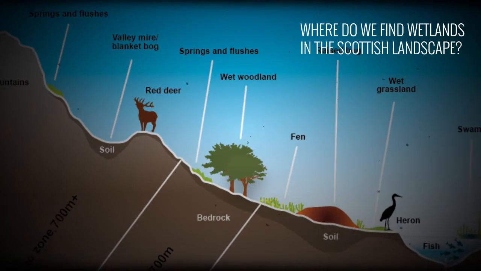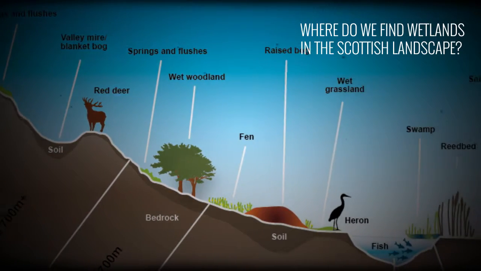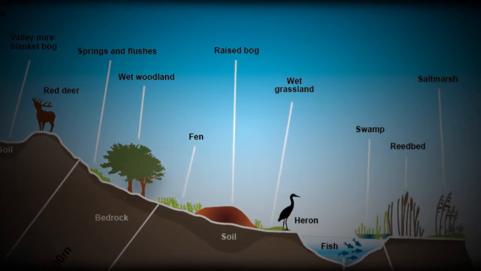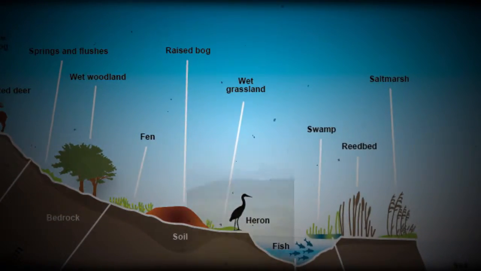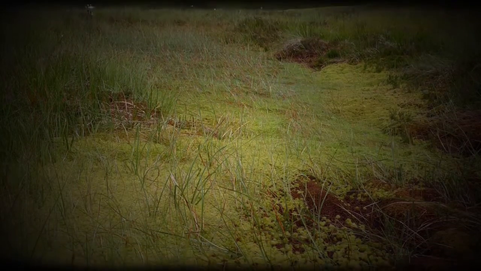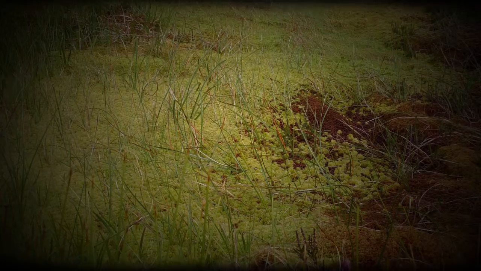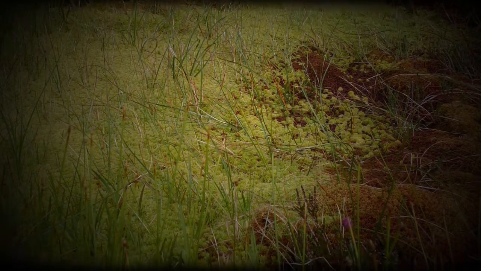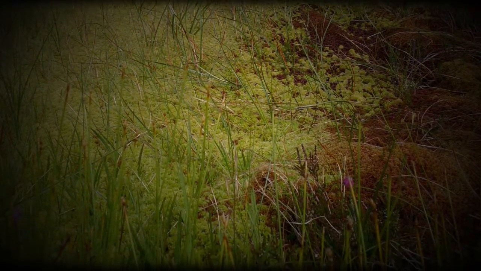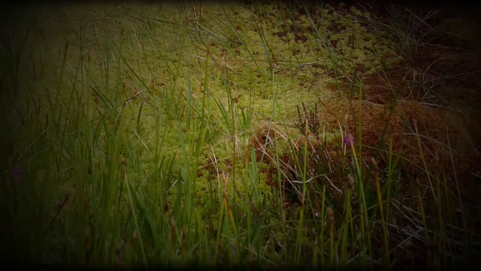This diagram shows that Scotland has a wide range of wetland habitats, right up from our highest Munros down to sea level. For example, peatlands such as raised bogs and blanket bogs occur widely across Scotland, and in fact peatlands account for 23% of Scotland's land area and form in a cool, wet climate and account for a large amount of Scotland's carbon storage in the form of peat soils.